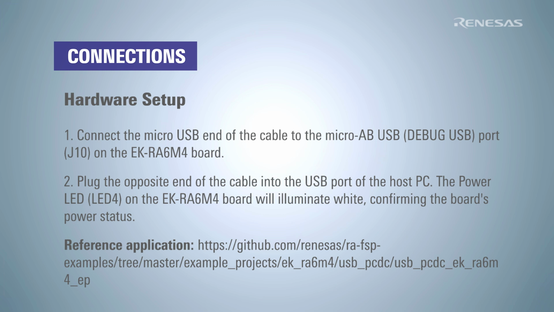So, the steps to connect the cables would go like this. Connect the micro USB end of the cable to the micro AB USB debug USB port, labeled J10 on the EK RA6M4 board. Next, take the opposite end of the cable and plug it into a USB port on your host PC. Check the EK RA6M4 board. The power LED labeled LED4 should light up white, indicating that the board is successfully powered.